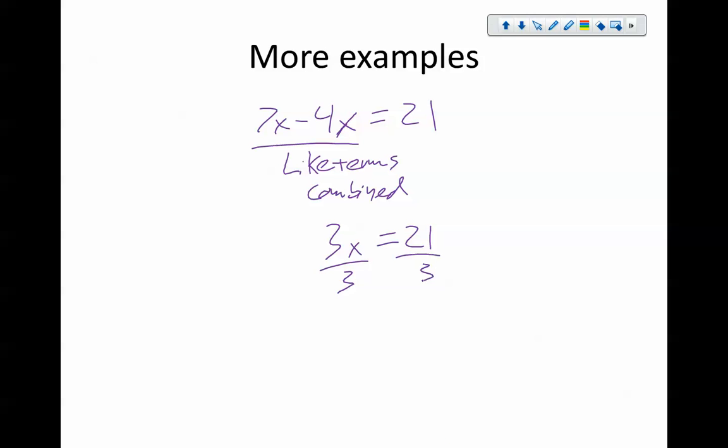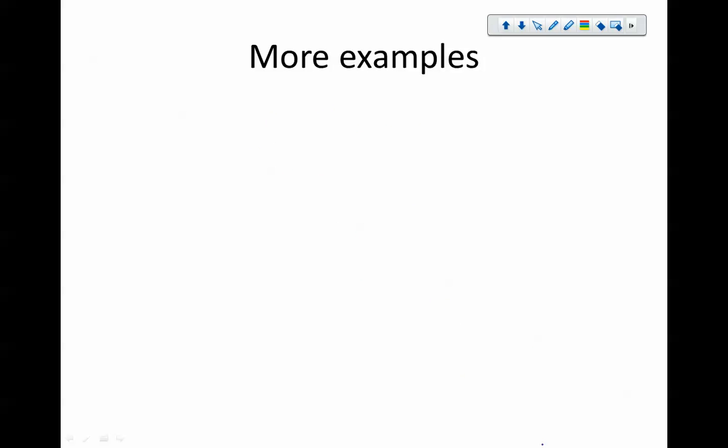So we'll divide by 3, we'll divide by 3. The 3's here cancel each other out, leaving only the x, and then we have 21 divided by 3, which is 7, and there's my final answer. X equals 7. Let's do one more example.